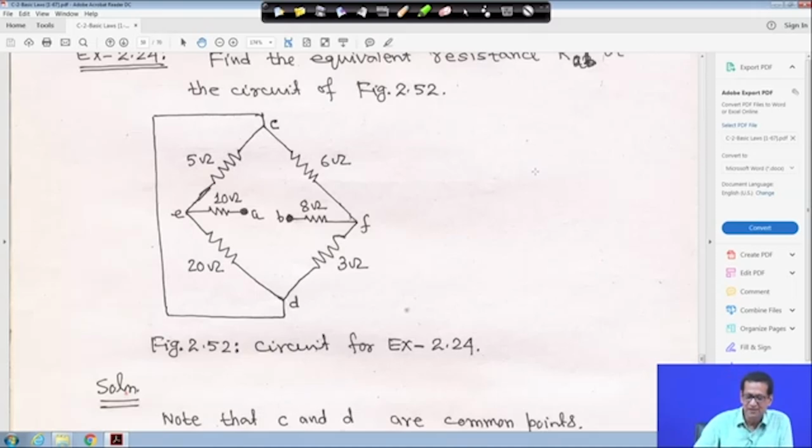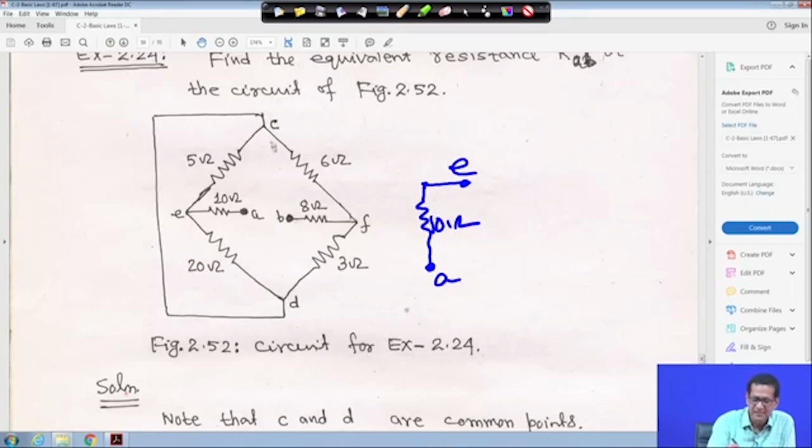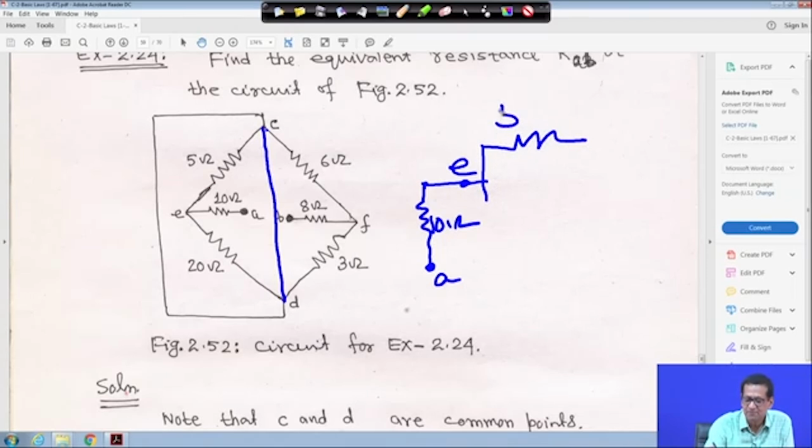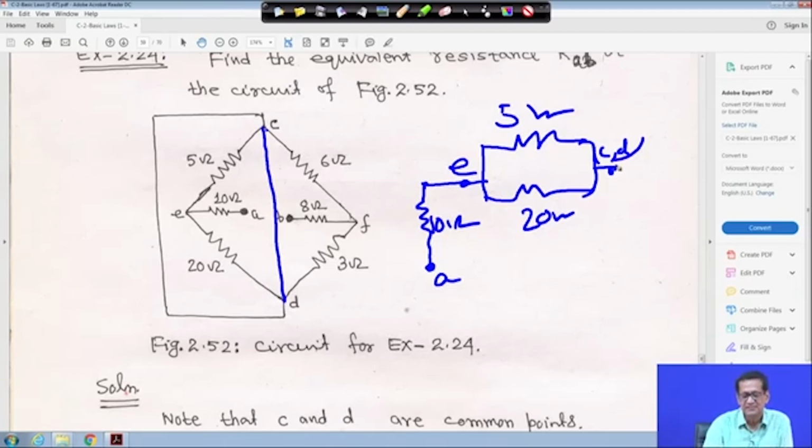Just for your understanding, if you make the circuit like this, suppose this is my A and this is your 10 ohm, that is AE, say this point is E and this point is A. And C and D is actually a short circuit point, because C and D is a common point actually. So, this point is E, this is 5 ohm, that is E to C, and similarly E to D is 20 ohm. So, C to D is a common point.